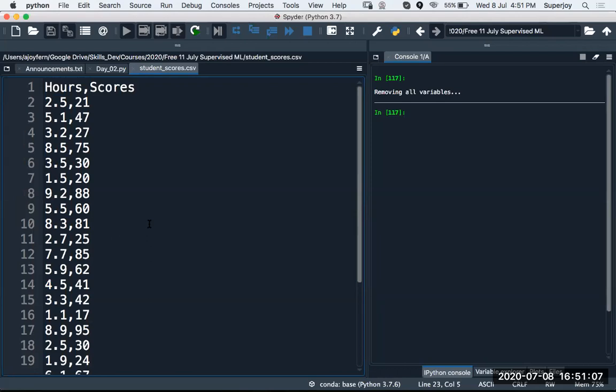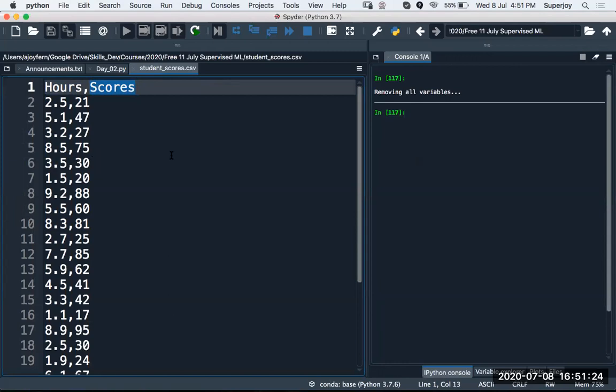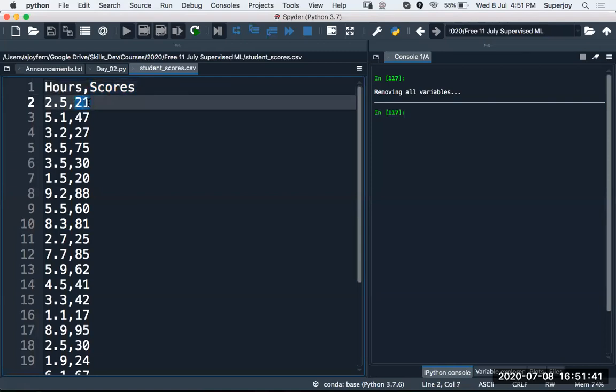Now we call this data a data set. In this data set, we have two columns: one is hours and the other one is score. How much a student studied is given in the hours column, and how much he or she scored is given in the scores column. How many hours he or she has put in is X here. It is the independent variable. They put in effort, and according to that, they secured marks.